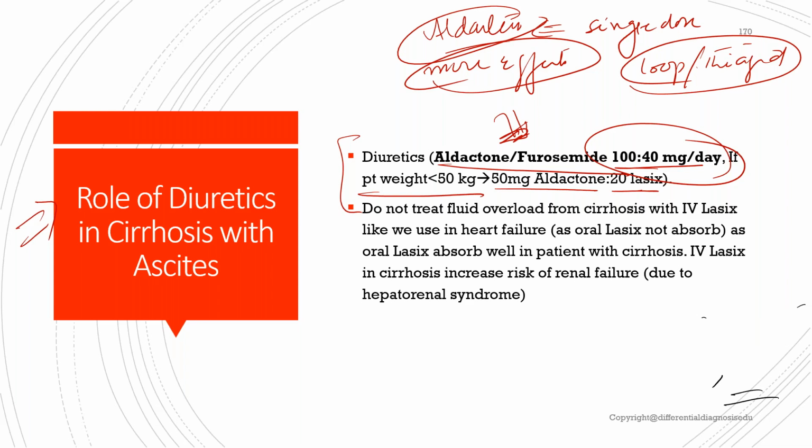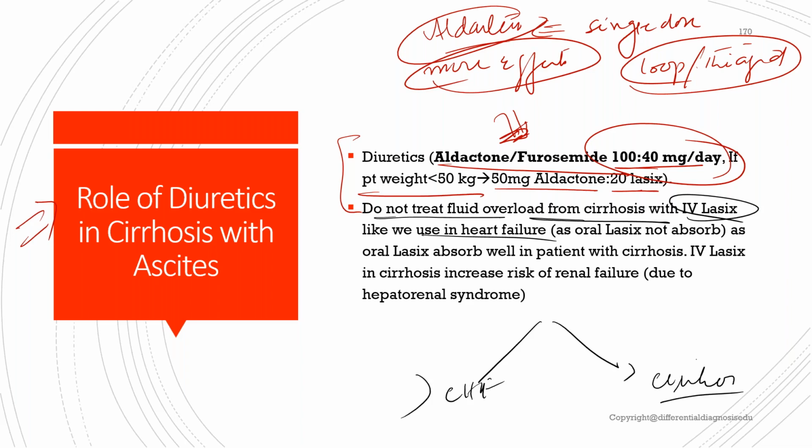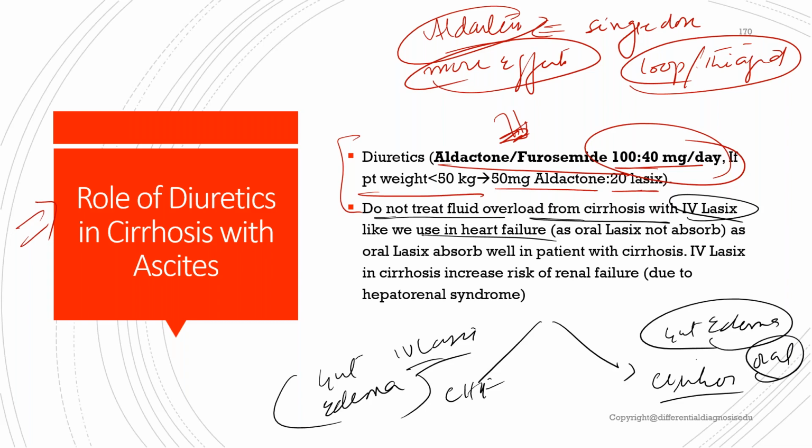The other important thing to remember is do not treat fluid overload from cirrhosis, or do not treat ascites from cirrhosis, with IV Lasix like we use in heart failure. So let's say someone has CHF and someone has cirrhosis. In CHF, they can have gut edema and oral Lasix will not work very well. That's why we prefer IV Lasix in CHF patients. But in patients with cirrhosis, they do not have gut edema, and you can use oral Lasix in these patients, and we prefer oral Lasix, because if we use IV Lasix in these patients, they are at risk of developing kidney failure. So IV Lasix should be avoided because of the increased risk of kidney failure in patients with cirrhosis.